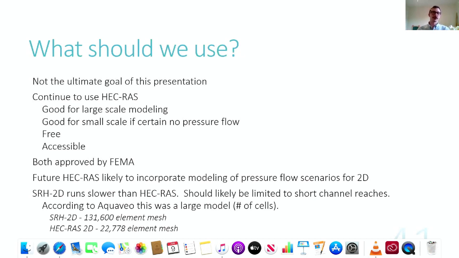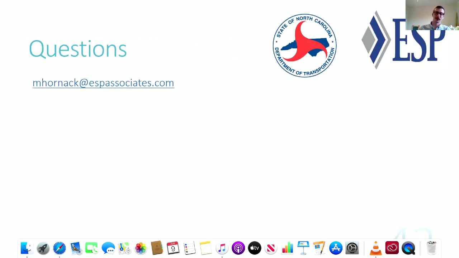And you might even want to just use SRH-2D on its own because it's approved by FEMA, just like HEC-RAS. But I think if you're doing a large scale model, you're going to definitely get more efficiency out of HEC-RAS. So I would say, continue using HEC-RAS, but if you approach a bridge, understand its limitations, and I hope this presentation has helped with that.